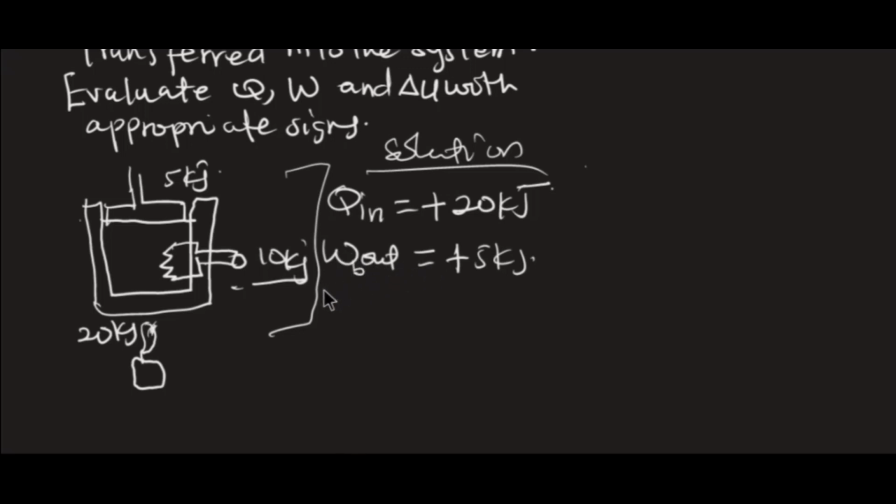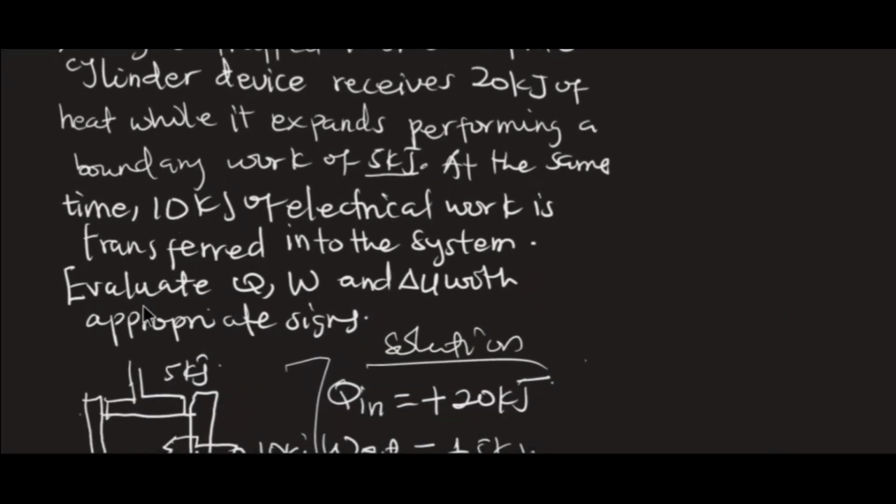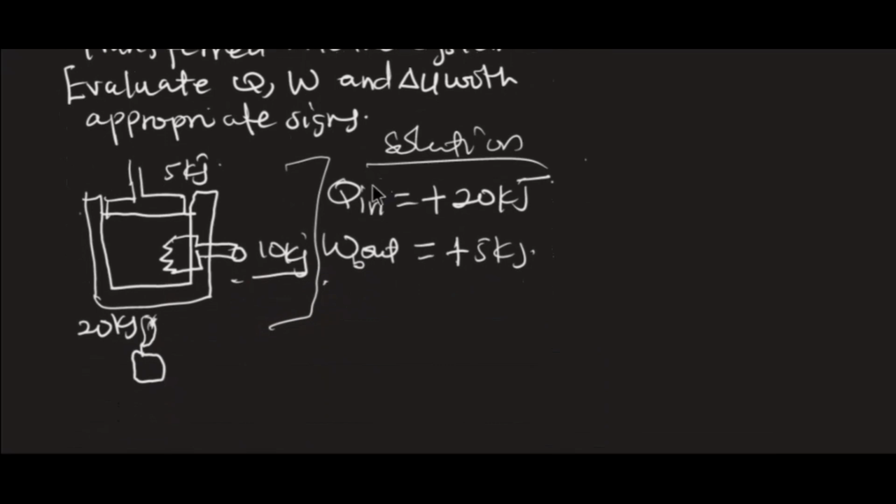Then you have the next work done, which is the electrical work. You can see that the electrical work is transferred into the system. So this is a negative work done on the system. The system will do the positive work by expansion, then there is a negative work done on it. So WE for the electrical aspect is equal to negative 10 kilojoules.